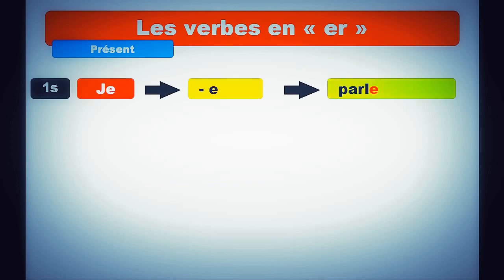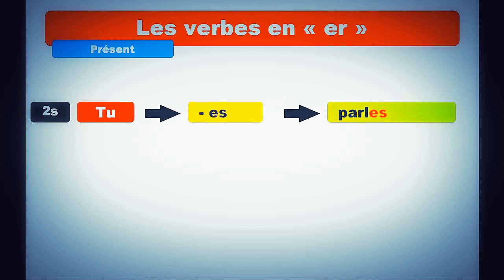So for the first person, the ending for je is e, okay? And so for our example, for the verb parler, you will get je parle. Okay, repeat. Je parle. Okay? For the second person, the ending is es, as you can see there, and then you will get tu parles. Repeat.